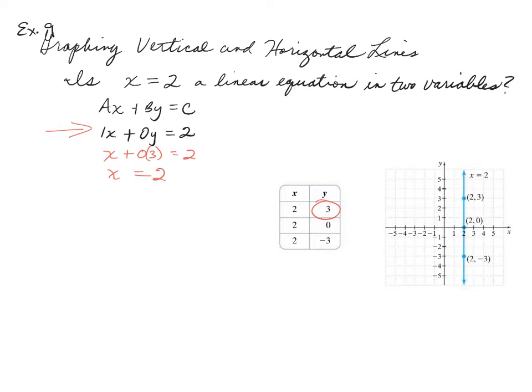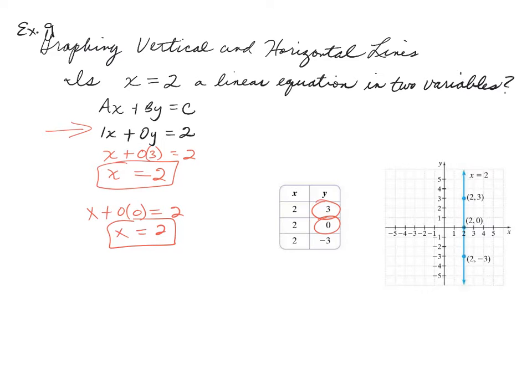x equals 2. If y is 0, then what is x? I'm going to write it again: x plus 0 times 0 equals 2. I'm just plugging in values of y to figure out what the x is. So x equals 2. We have x equals 2 up here, x equals 2 here.